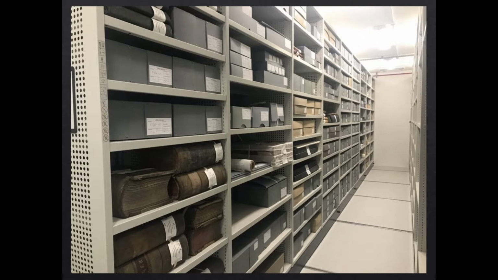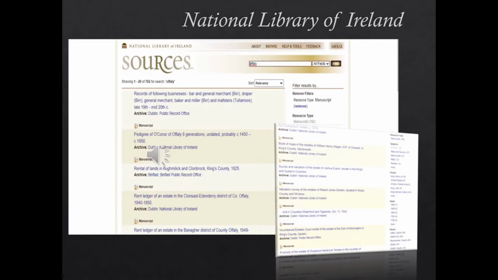In short, be willing to search across multiple catalogues and with variations, considering that place names and family names may have been spelled differently or even phonetically spelled in the past. One of the most useful catalogues for searching for sources is the National Library's Sources database, which contains over 180,000 catalogue records for Irish manuscripts and articles in periodicals. Located at www.sources.nli.ie, a simple search for Offaly reveals over 1,000 entries, of which 780 are manuscripts.